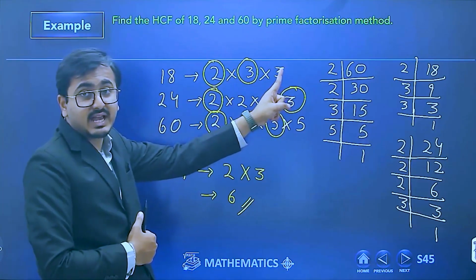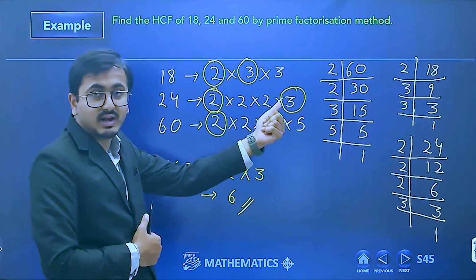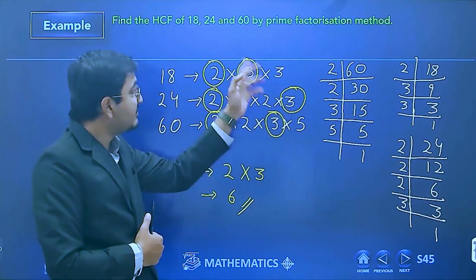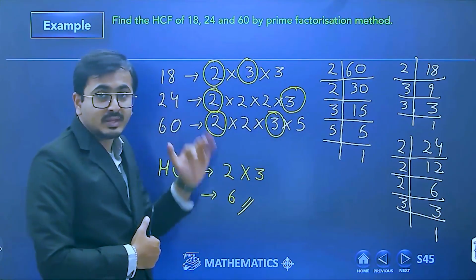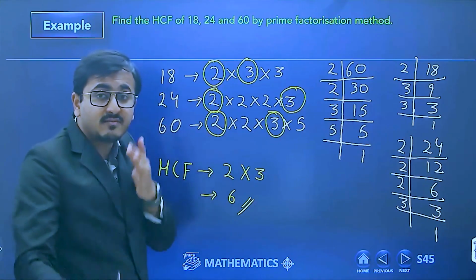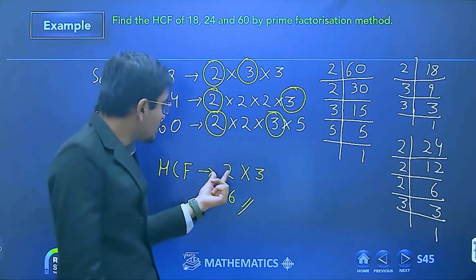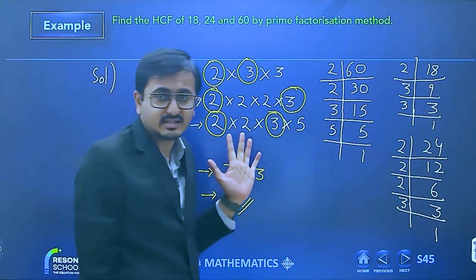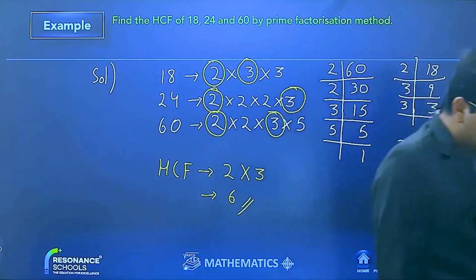Is it there with anyone? No. One 3 is gone, so I cannot take that. Here also no 3. 5 no. 2 also no. So what are the only common prime factors which we have? 2 and 3. Multiply those. Your answer is there. That is 6. Any doubt? Let me know.